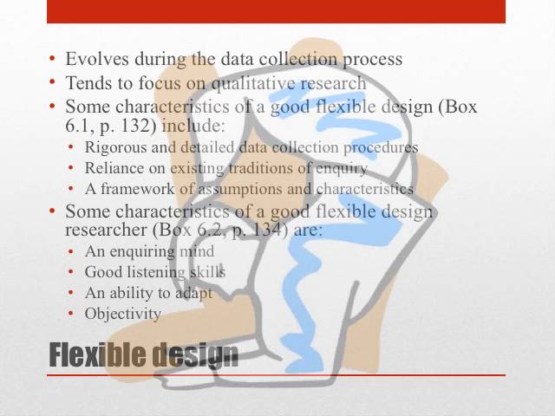Some of the characteristics for a good flexible design researcher are listed there from your textbook, from Robson. An inquiring mind, good listening skills. Really listening and understanding not only what people are saying, but also what they're not saying, and sometimes what they're not doing can be very telling. Ability to adapt and staying as objective as possible.